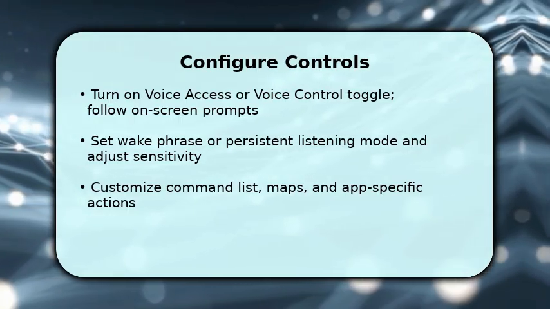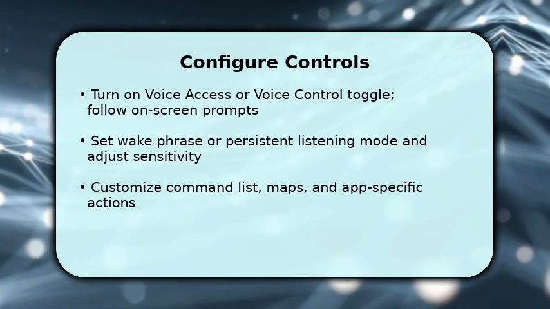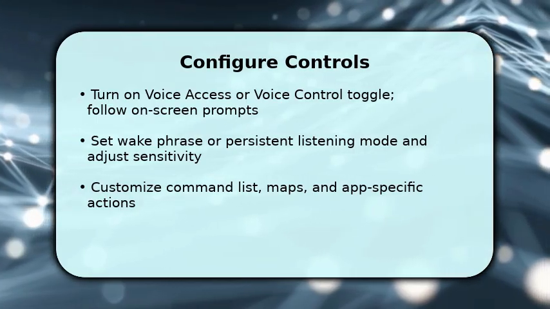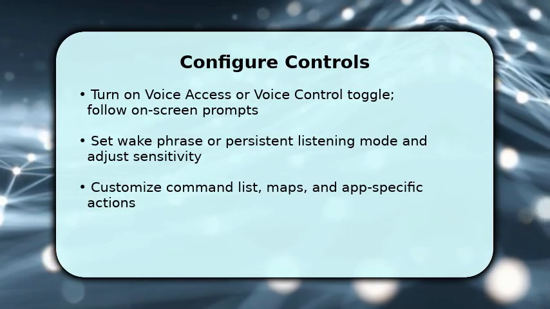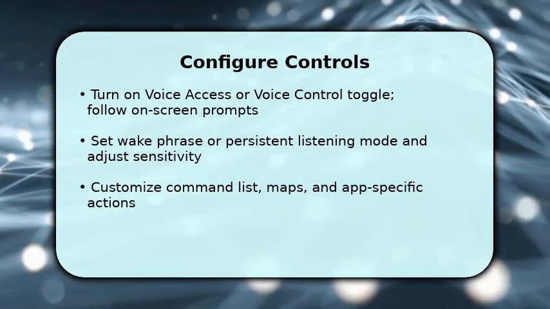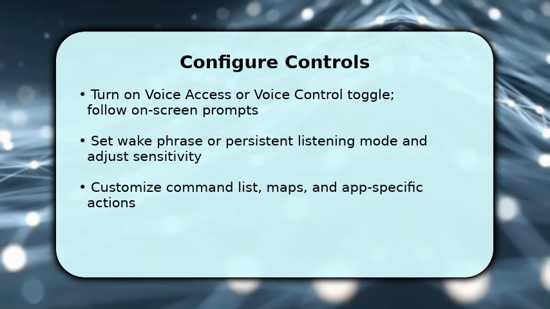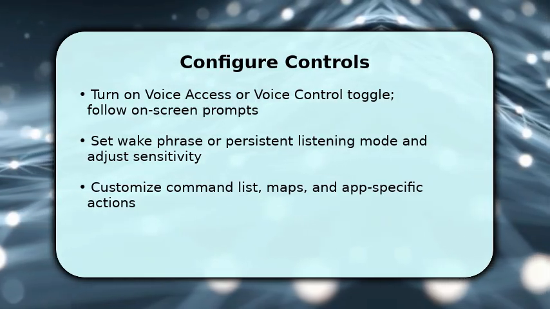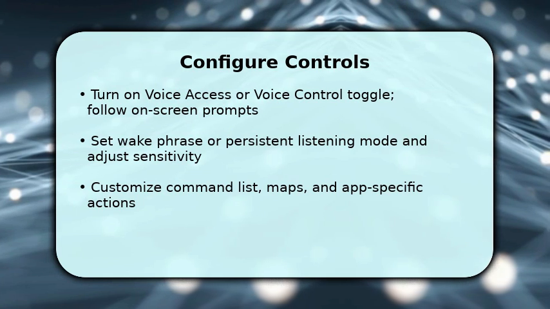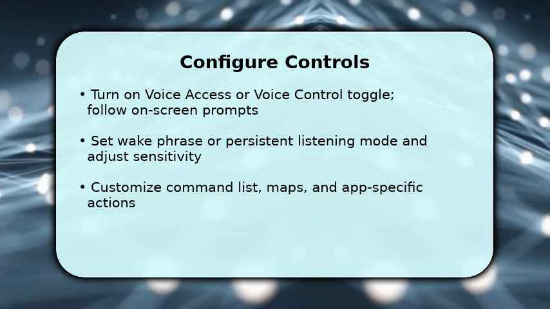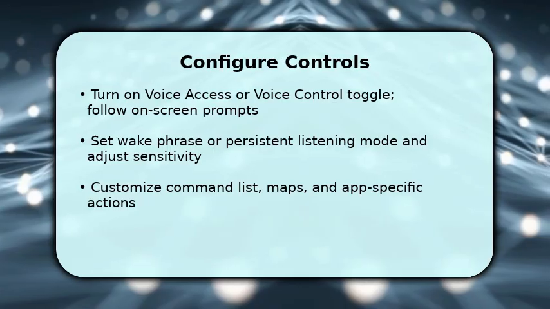You'll choose Awake Phrase or Persistent Listening. Pick Persistent only if you accept battery trade-offs. Then adjust microphone sensitivity and language for accuracy. Once those basics are set, customize commands, enable app-specific actions, add shortcuts, and map phrases to common sequences. This is where you make voice control match how you use your phone, so spend a few minutes tailoring it.